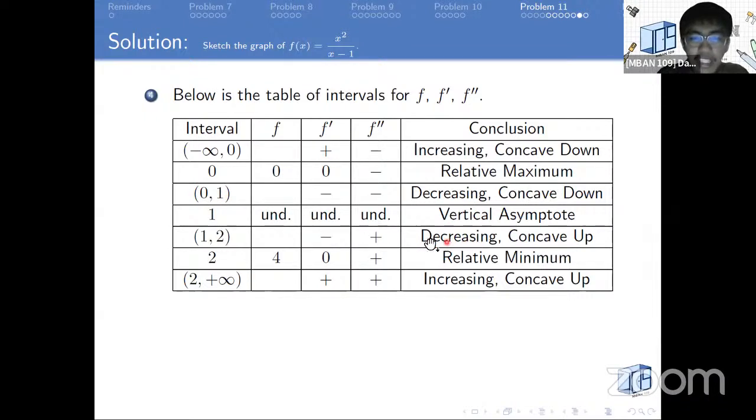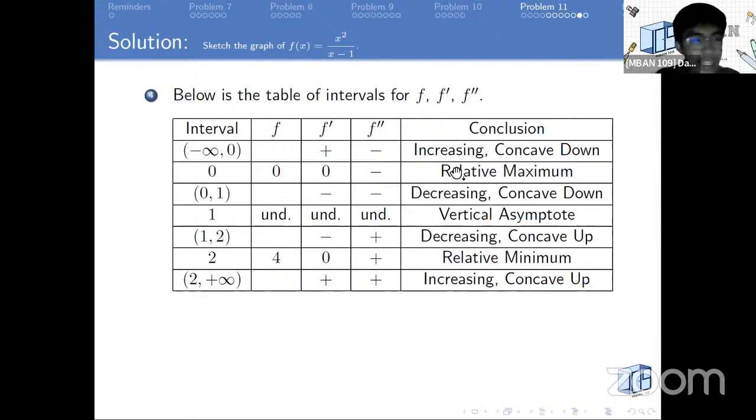Tapos decreasing naman sa open interval 1, 2, dahil negative yung f prime, tapos yung f double prime positive, so concave up siya at open interval 1, 2. Tapos at open interval 2, positive infinity, f prime is positive, so increasing siya, tapos f double prime is positive, so concave up.